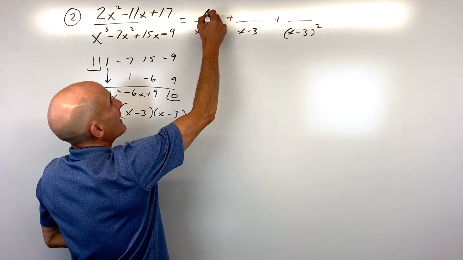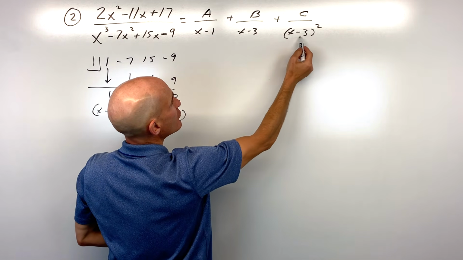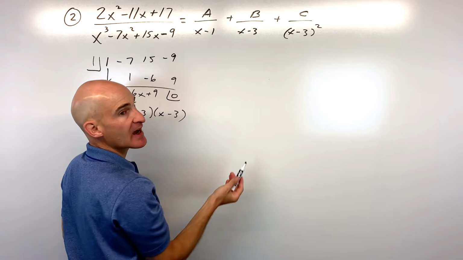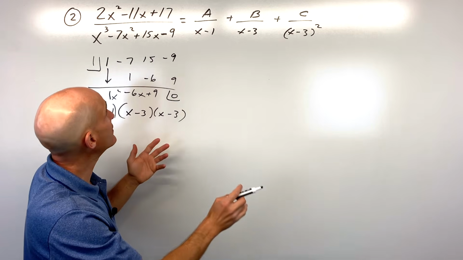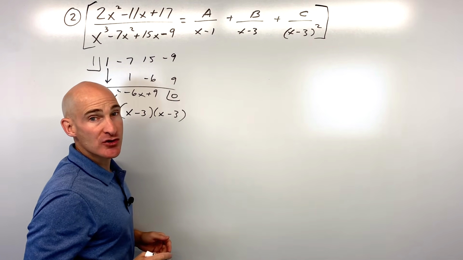And again, we've got A, we've got B, and we've got C. Whatever's in the parentheses here, you just want this numerator to be 1 degree lower. Since that's first degree, that's going to be a constant. Okay, so now we have our basic setup. The rest, we just have to clear the denominators and solve the equation for A, B, and C, and then we've got our partial fraction decomposition.